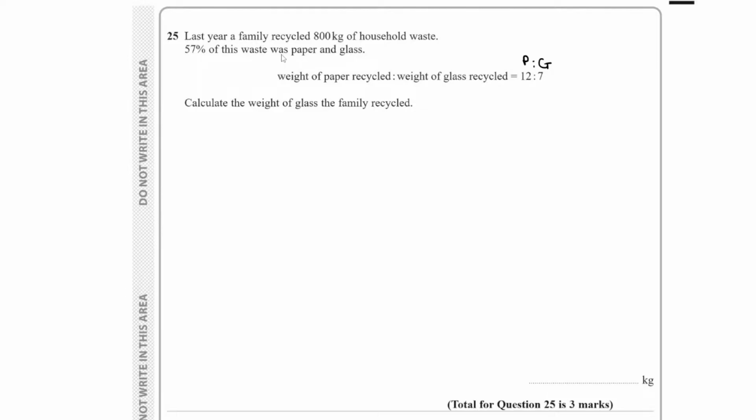So first of all, normally it's kind of in order of how they've written it. We've got 800 in total. That obviously includes paper and glass, but it also includes other things. So I first need to work out 57%. So 800, the way that I work out 57%, especially because this is a calculator, is you have to multiply it. Now, there is actually a thing on the calculator.